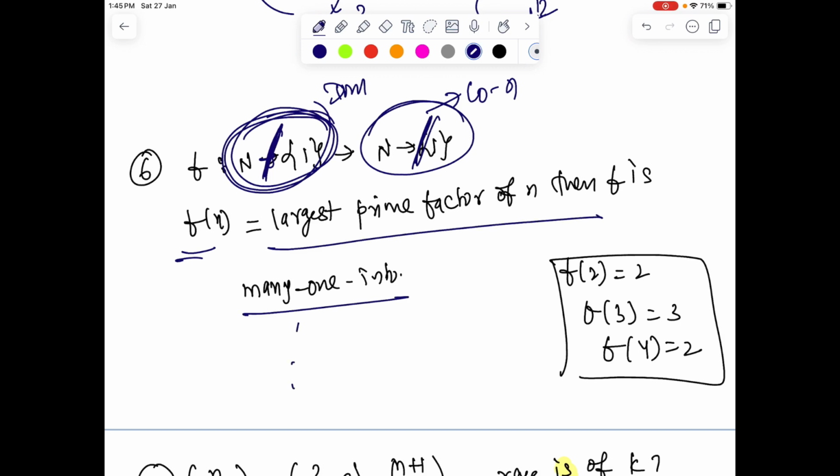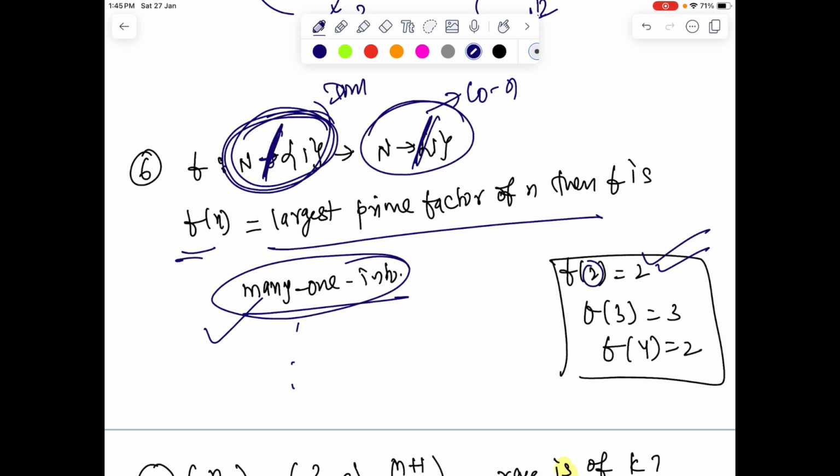many-one into, or one-one onto, and so on, so 4 options were there. The correct answer was many-one into. It's very beautifully you can solve just by playing with some values. So f of 2 will be 2, f of 3 you can see. So f of n is the largest prime factor.